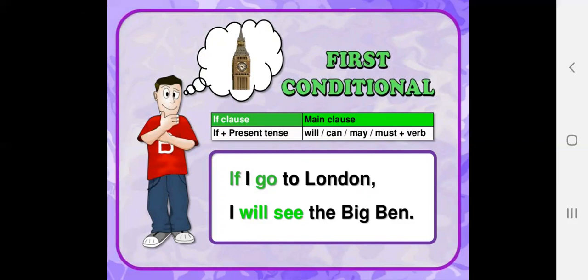So it is a condition in which we can say that something is most possible. Maybe I am planning to go to London, and if I go to London, then I will see the Big Ben. Student, what is your plan?